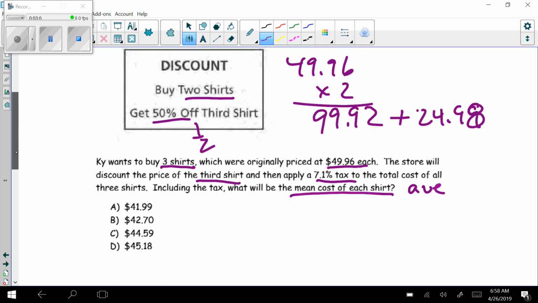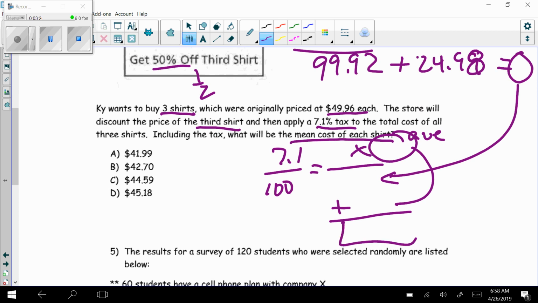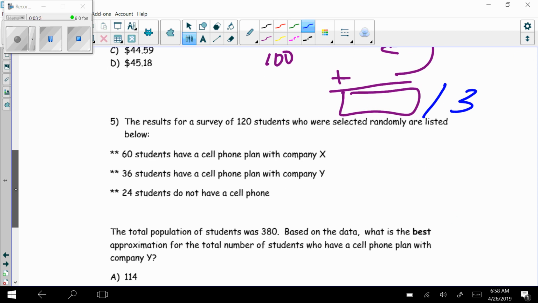So then you're going to add those two things together, and then you're going to do 7.1% over 100, and whatever you get here goes here. And because it's tax, you're going to get a value on top, and then that value would get added because tax gets added, giving us our total cost. But then there's one more step, going back to what is the mean cost. Whatever you get here, you have to divide by 3 because you bought 3 shirts, and that'll give you your mean cost.